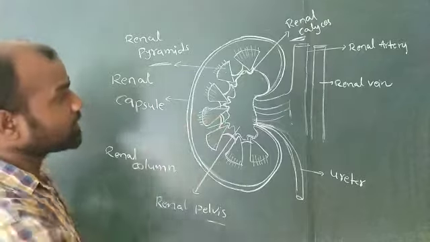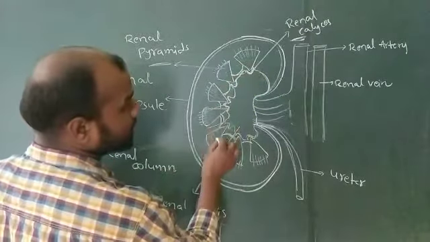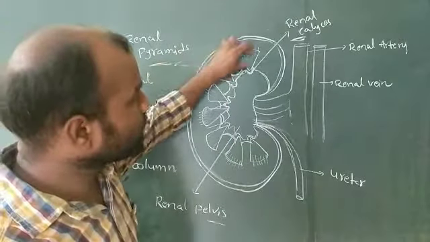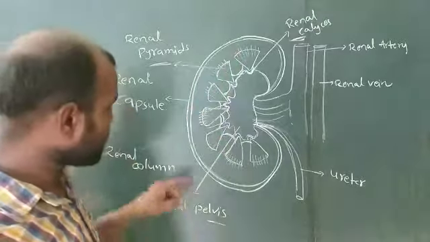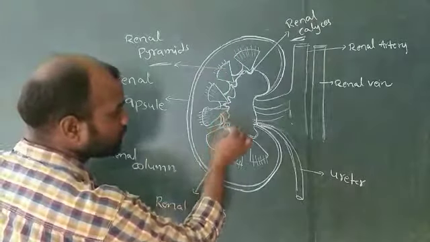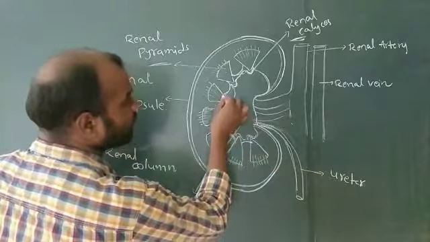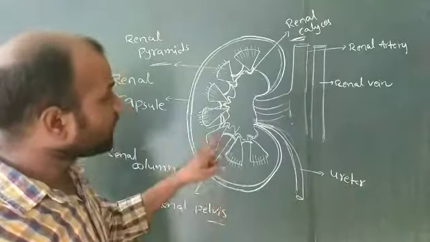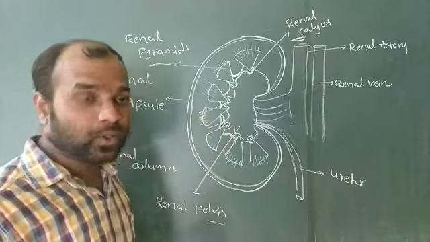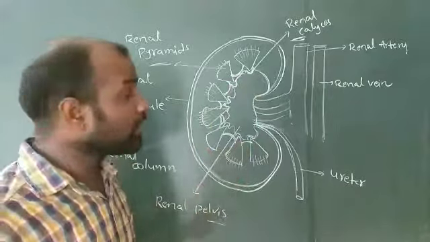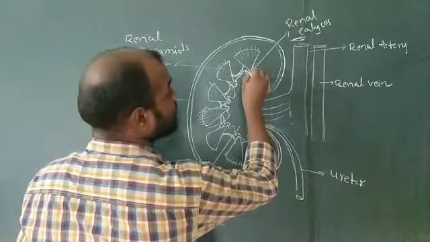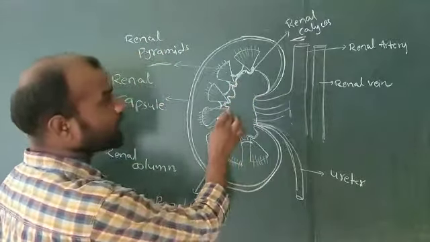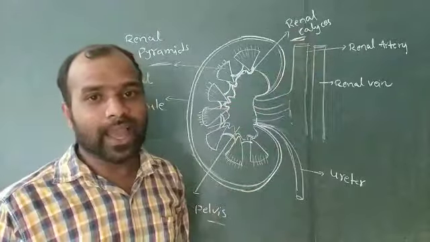Each kidney consists of conical shaped masses, and these conical shaped masses are called renal pyramids. They are separated from each other by the renal columns. So these renal columns separate the conical masses, the renal pyramids. The renal pyramids are present in a cup shaped structure, and this cup-shaped structure is called the renal calyces.